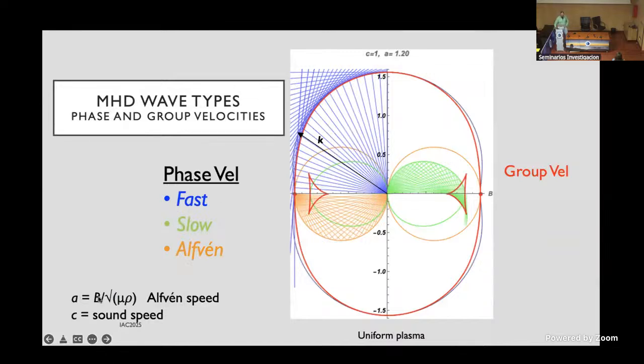The Alfvén speed is the magnetic field strength divided by the square root of the density. That's 4 pi by 10 to the minus 7 there. And C here is the sound speed. So those are the three different types of phase speed, of wave. You'll notice that the fast wave actually goes fastest perpendicular to the magnetic field line, because that distance here is longer than this distance here.